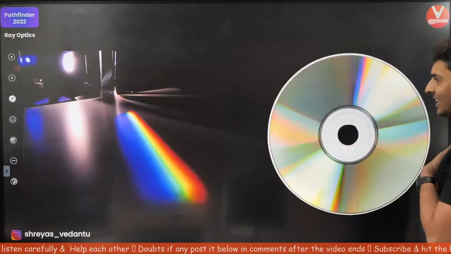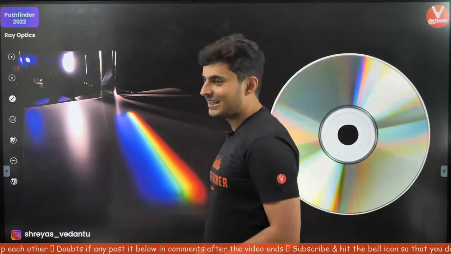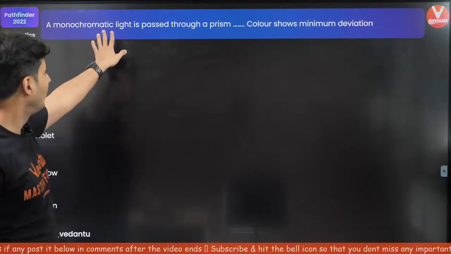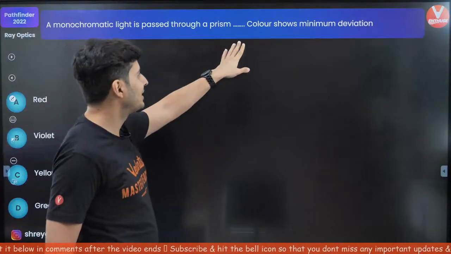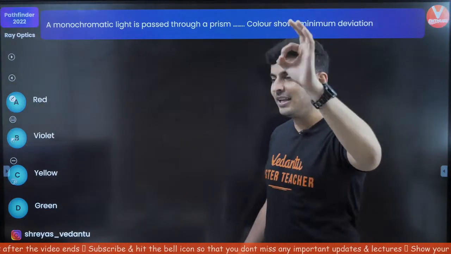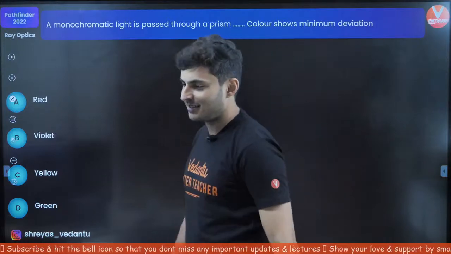Let's solve some questions on this based on the spread of the angle, the dispersive power, and all of that. Here is your first question. A monochromatic light is passed through a prism. Which color shows the minimum deviation? Come on, if you have been very observant and you have seen the slides carefully, you know what is the answer.